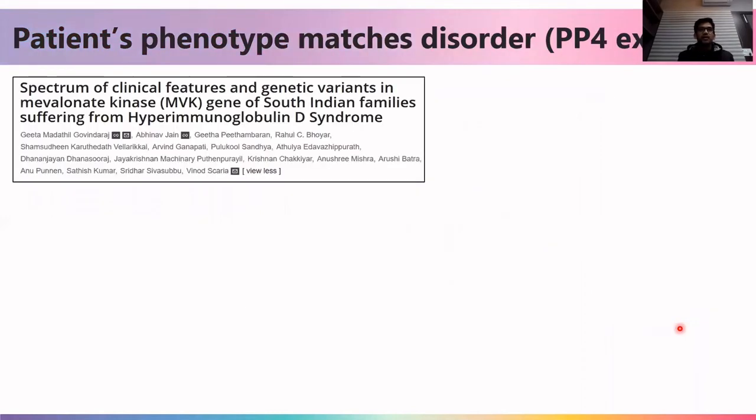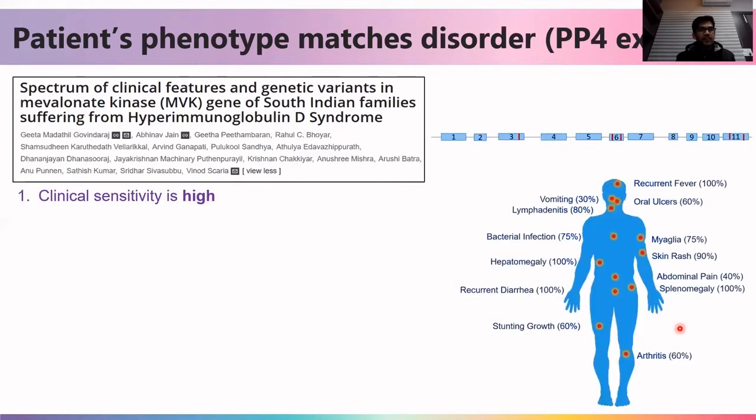So let's take an example of PP4. There is a study which has been done in our own lab of 10 South Indian patients from 6 families who are affected with hyper IgD syndrome. In this MVK gene, which is composed of 11 exons and had multiple mutations, the patients manifested similar clinical symptoms. They have a recurrent fever, myalgia, skin rashes, and so on.